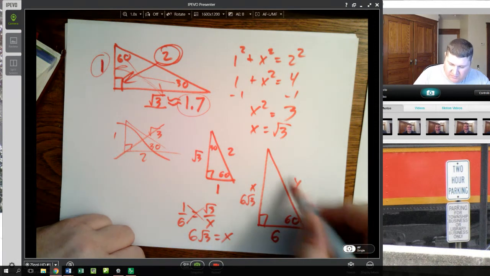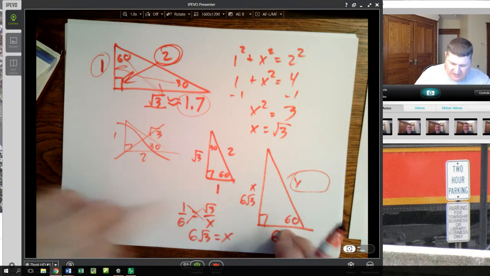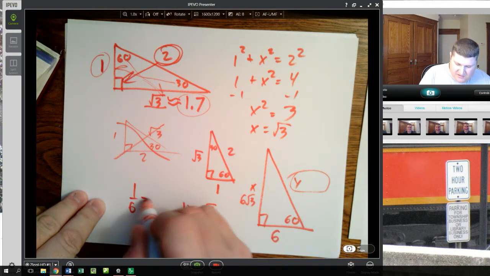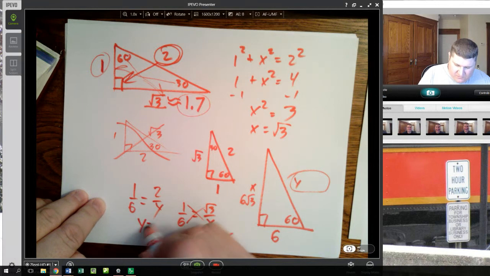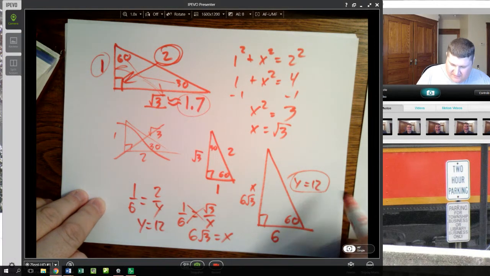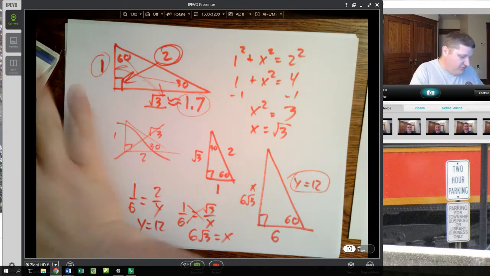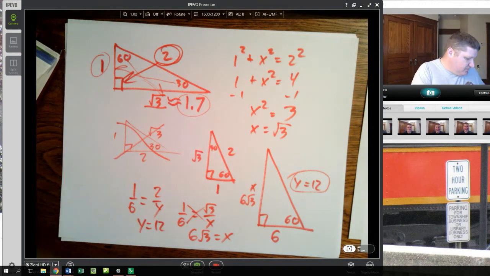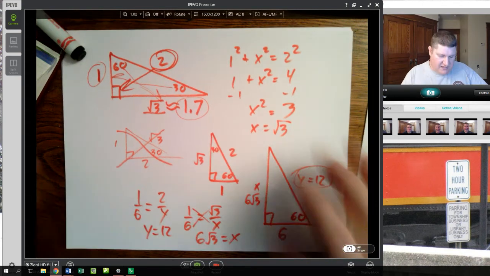So by the way, what would y be? Well, we could do another one. We could say 1 is to 6 as 2 is to y. And so y equals 12. And there we go. Those are your special triangles. You are going to use them over and over and over again. And when you get to pre-calculus, algebra 2, you're going to use them over and over again there.